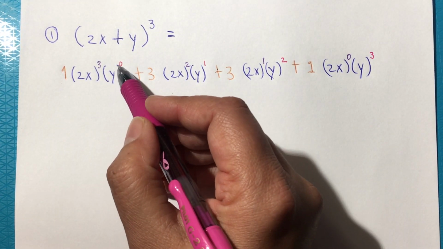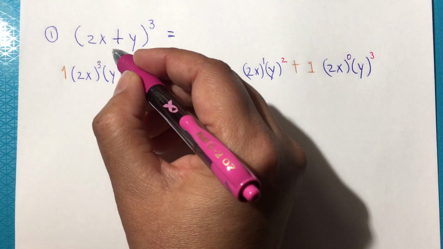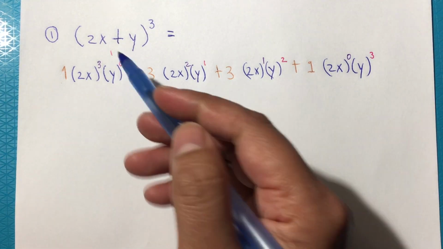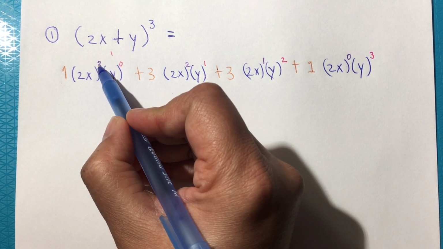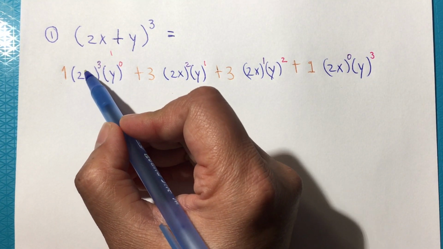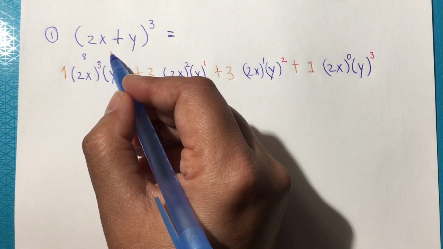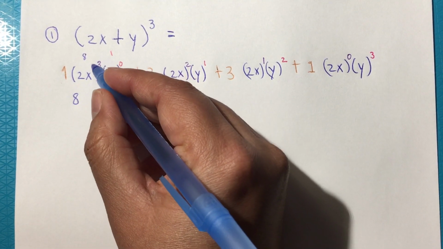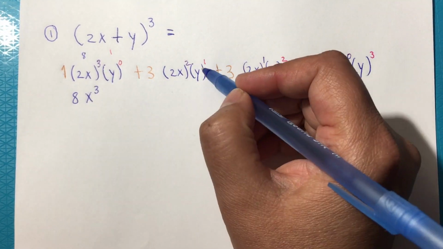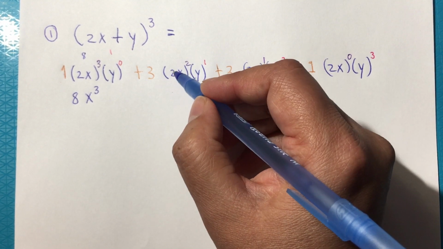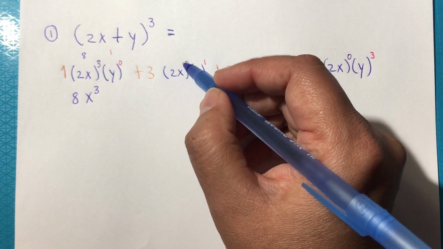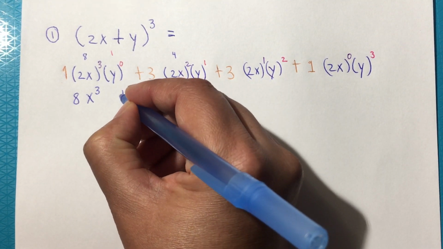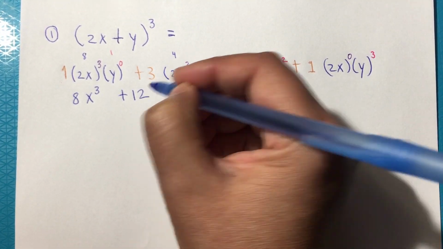For example, in here, y to the 0 is 1. The whole thing is 1. And in here, 2 to the third power is going to be 2 times 2 times 2 is 8. So 1 times 8 is 8, times 1 is 8. And now in here, x to the third. For the next one, y to the 1 is just y. But in here, 2 to the second power is 2 times 2, which is 4. And we multiply that 4 times 3, so it's going to be 12. 3 times 4 is 12.